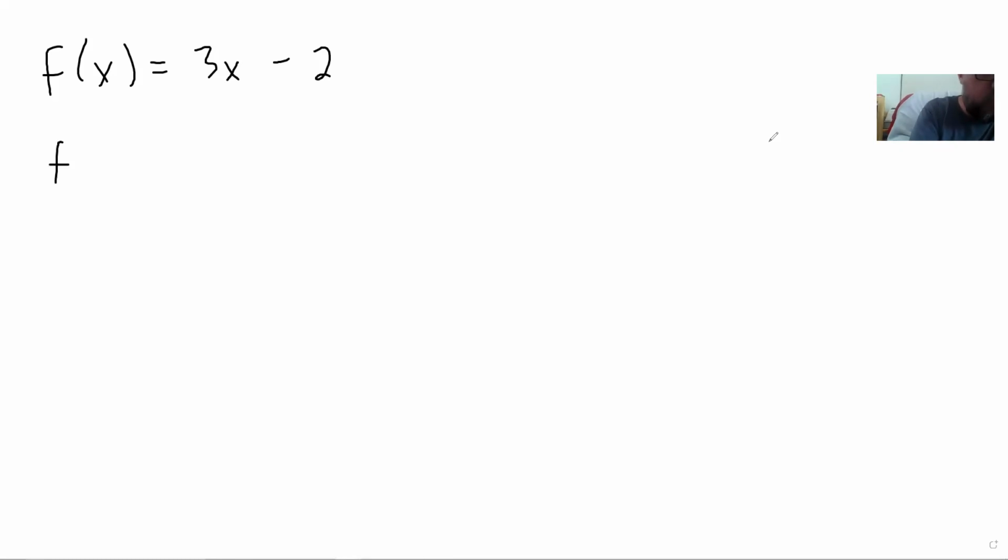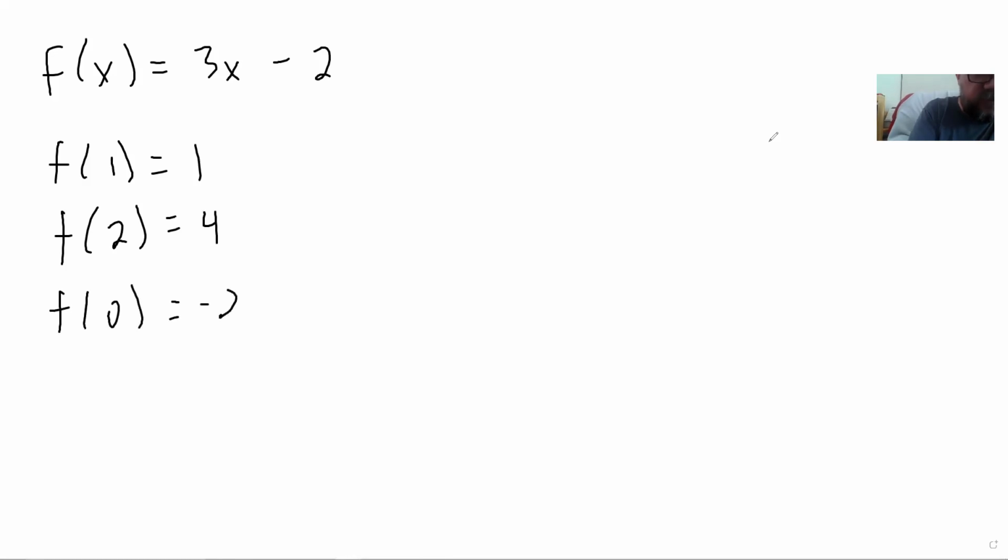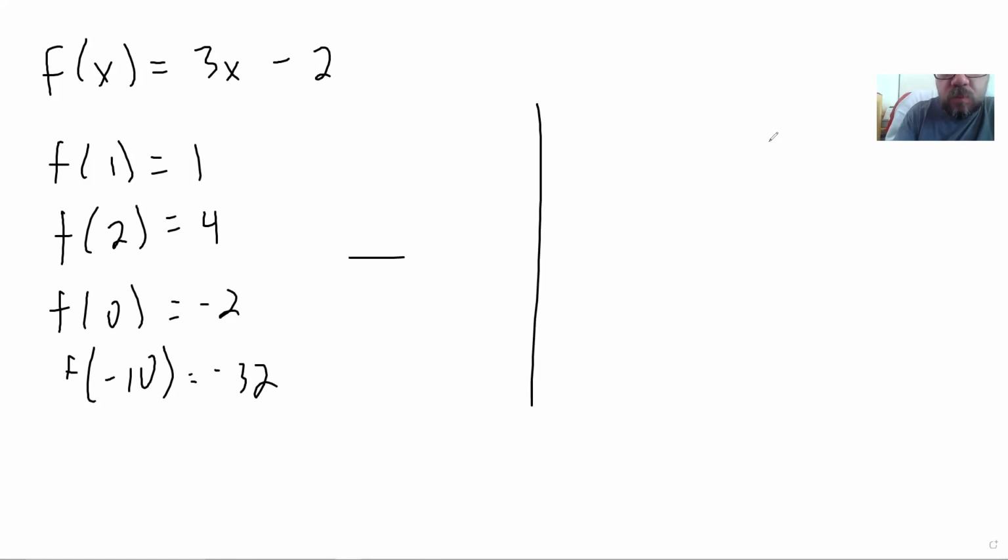So f of 1, I would get 1. F of 2 is going to give me 4. F of 0 would give me negative 2. F of negative 10, that's a thing I could put in, would give me negative 32, et cetera, et cetera, right? I can put in literally any number I want to. And the way that looks on a graph is like this.